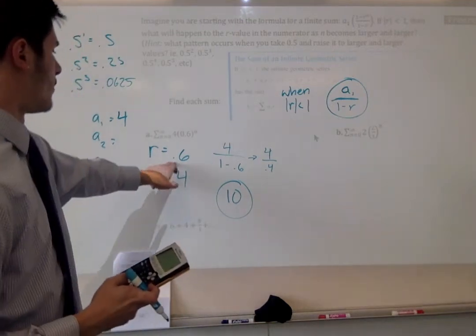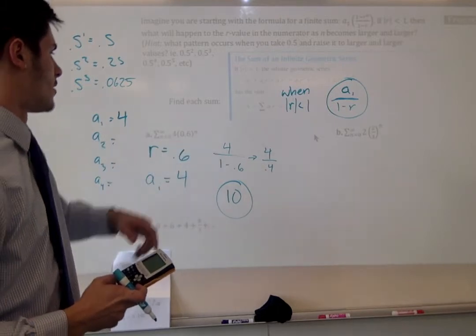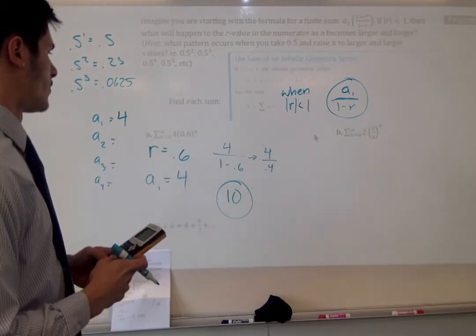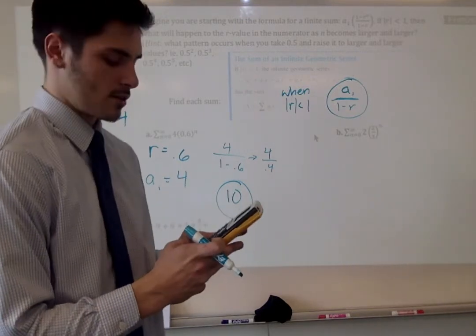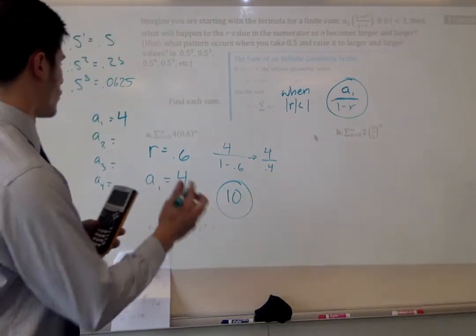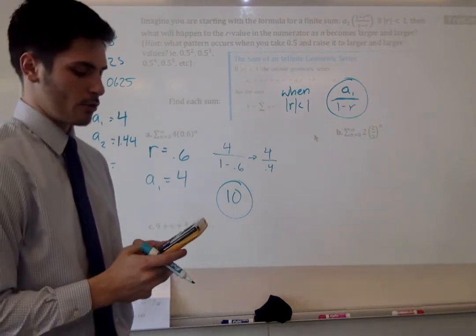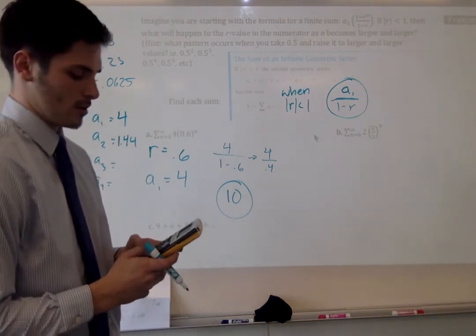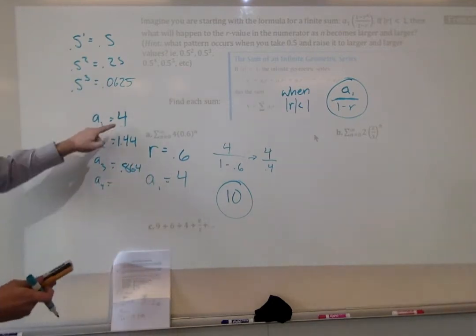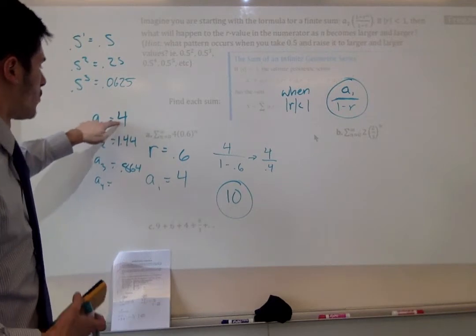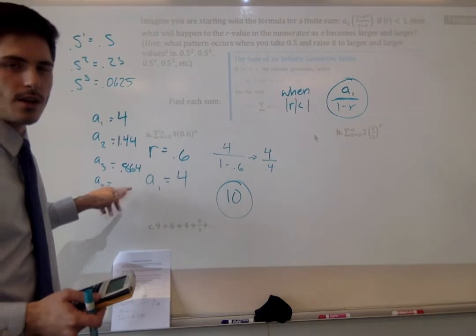So if we have 0.6 squared, so 0.6 times 0.6 is 0.36, and if we multiply that by 4, we end up with 1.44 for our second term. And then our third term would be 0.6 cubed times 4, which is 0.864. And so you'll notice that if we add these terms up, 4 plus 1.44 plus 0.864, these numbers are going to get smaller and smaller, right?